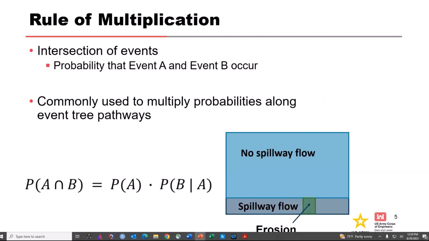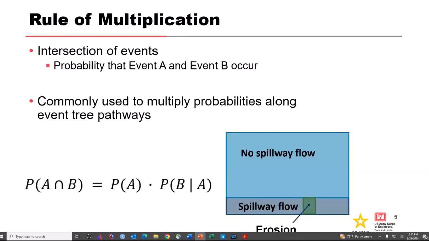And you'll note here in the formula that we have this written as a conditional probability. The probability of A intersection, which means and, B is the probability of A times the probability of B given that A has occurred. Graphically, the example here is: what's the probability that we get spillway flow and erosion of the spillway? If we can estimate the probability of spillway flow, and then estimate the probability of erosion given that spillway flow has occurred, it's easier to estimate those two probabilities separately. What we really care about is the probability of both occurring, so we can then just multiply those individual probabilities.